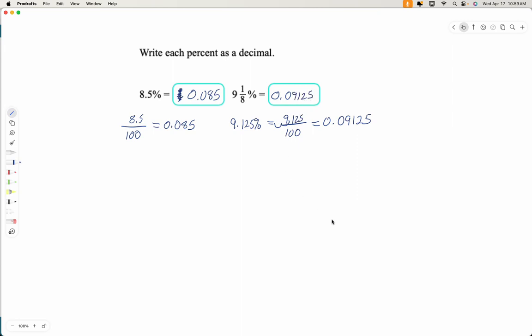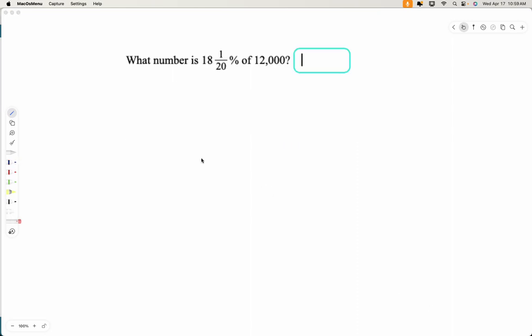Okay. All right, next problem. This is the last one in lesson 109. What number? That's our variable, n. N for number. That's the format of what we're looking for, a number. So I use the variable that starts with that word to remind myself of what format it needs to be in. All right, number is equal to 18 and 1/20% of 12,000. Of means to multiply, so I'm just going to put a parenthesis there. This is our problem.